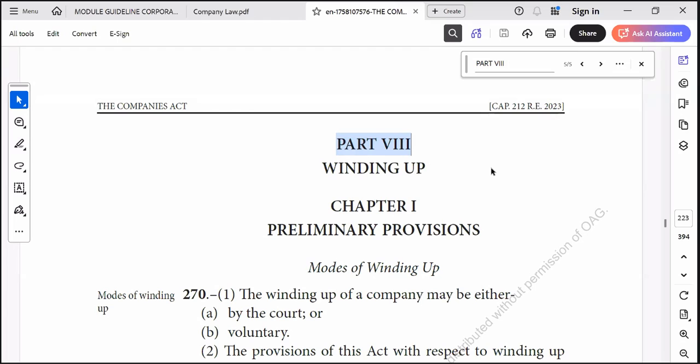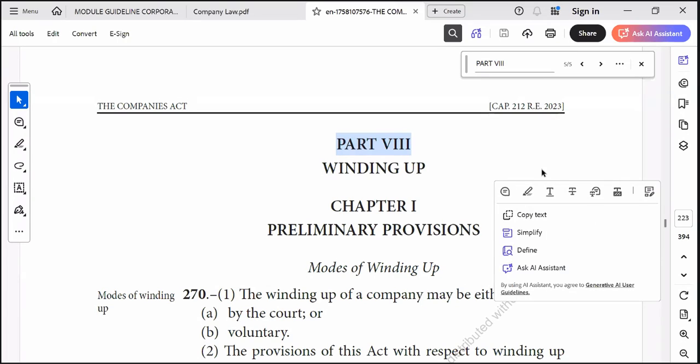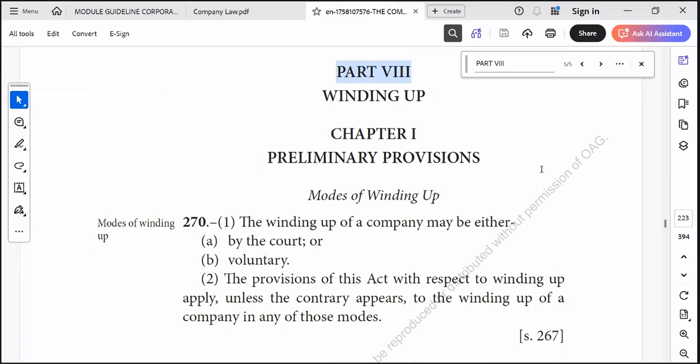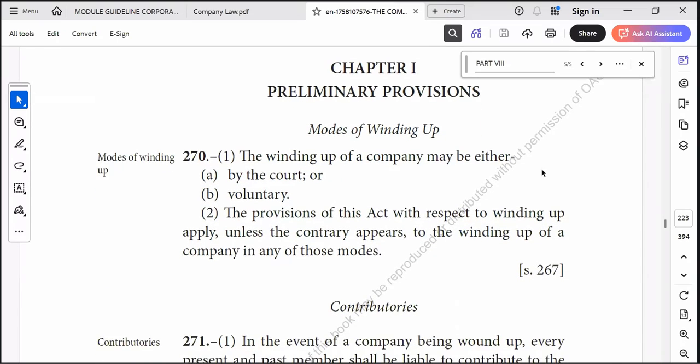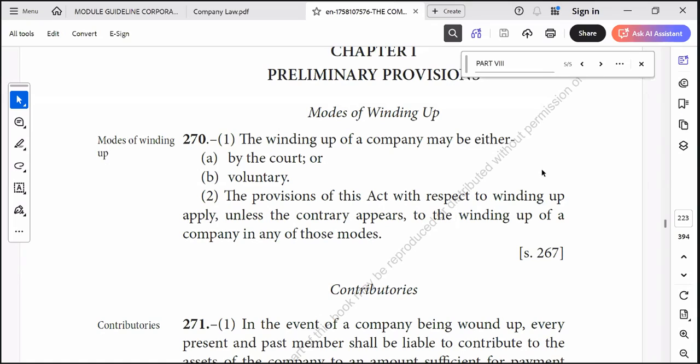This is winding up. Now, if you read from the Companies Act itself, what you see here, on provisions of section 270, you have the modes of winding up. We know that winding up now is the process where properties of a company are realized for the sake of making sure everyone is paid and the members are paid before the company is dissolved. So for the reasons that we have mentioned, you will see that the reasons combine both the voluntary winding up and the compulsory winding up.